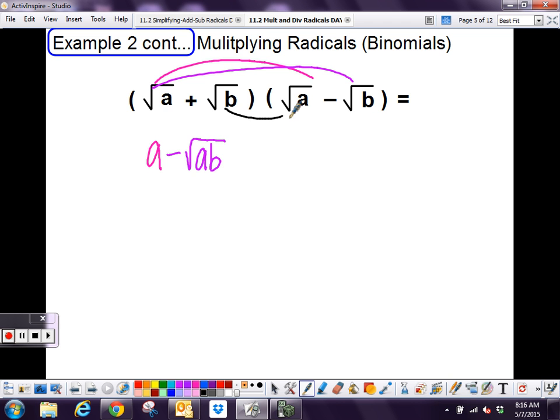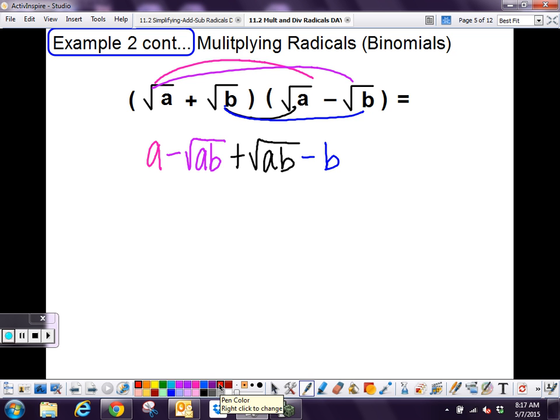Now we're going to do the inside here. That's going to be a positive, and then square root of b times square root of a. I'm going to write that in alphabetical order, so that's going to be the square root of ab. And then I'm going to do the last, square root of b times a negative square root of b. Remember, any square root times itself is just going to be what's underneath. So I'm going to have a minus square root of b times square root of b, just gets me b.